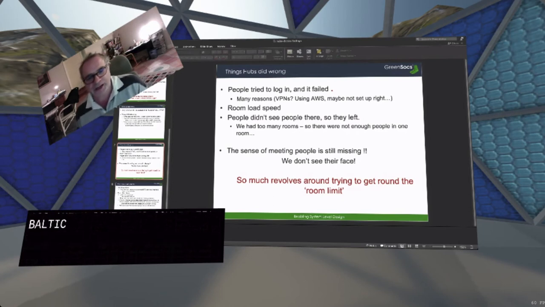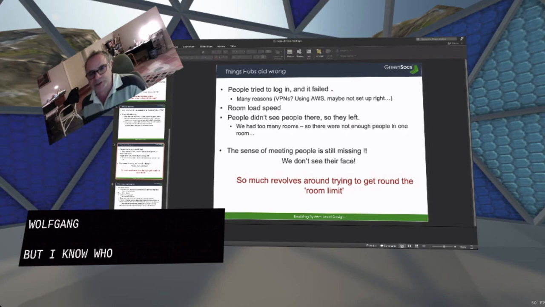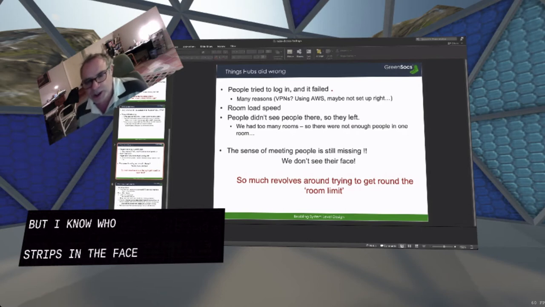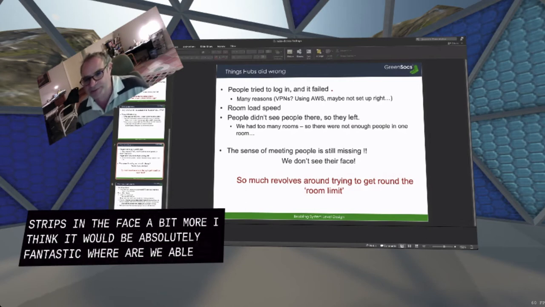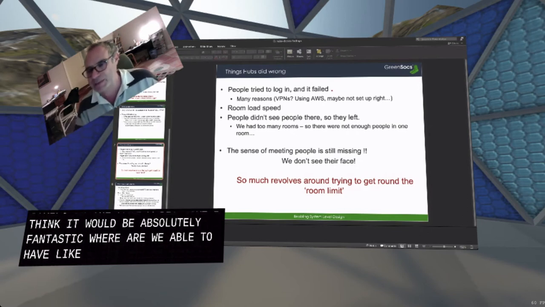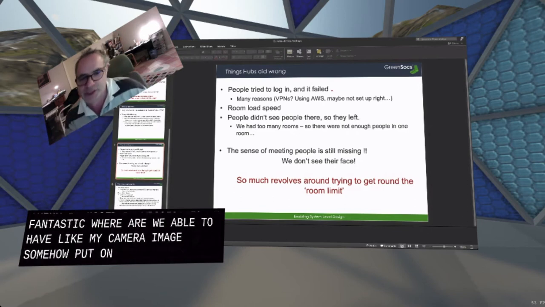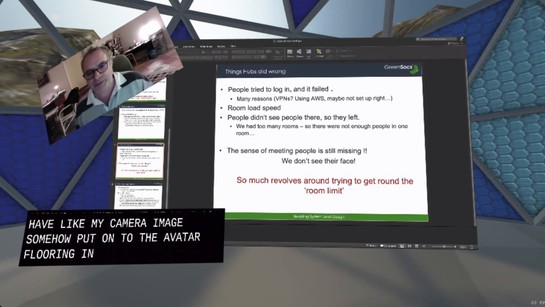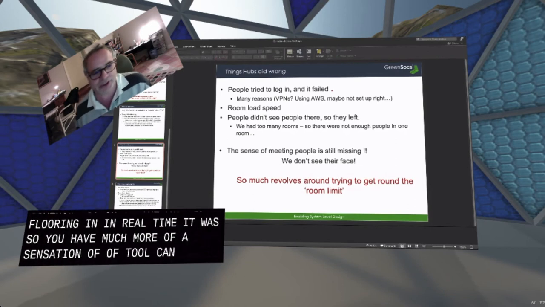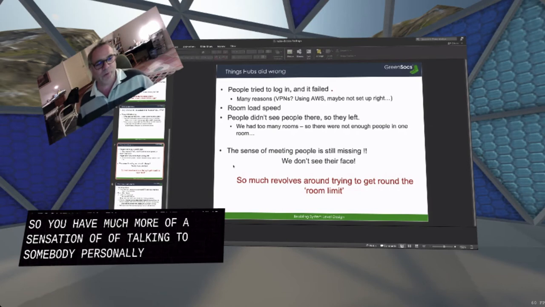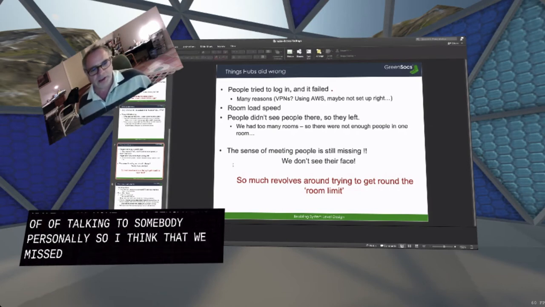Now, I know Wolfgang and Matt have got avatars, though Matt has presumably intentionally changed his. I know Wolfgang and Matt have an avatar which at least attempts to represent their face a bit more. I think it would be absolutely fantastic if we were able to have my camera image put onto the avatar much more in real time, so you have much more the sensation of talking to somebody personally. I think that's something that we missed. But as I say, a lot of this revolves around the room limits.